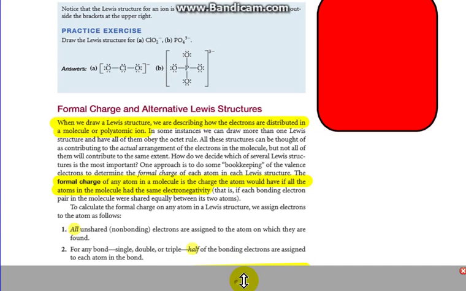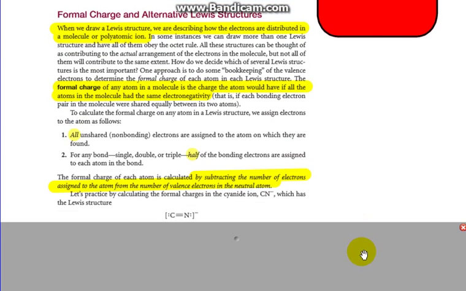To calculate the formal charge, it's relatively easy. We just simply look at all the unshared or non-bonding electrons and assign them to the atom on which they are found, and for any bond, single, double, or triple, half of the bonding electrons are assigned to each atom in the bond, because again, they're sharing those. So the lone pairs, for example, this Cl would have 1, 2, 3, 4. It would have 4 bonded electrons, but in a bond between chlorine and oxygen, chlorine technically has one of those electrons because it's sharing. And of course, this is just going to be a bookkeeping method, as you'll see.